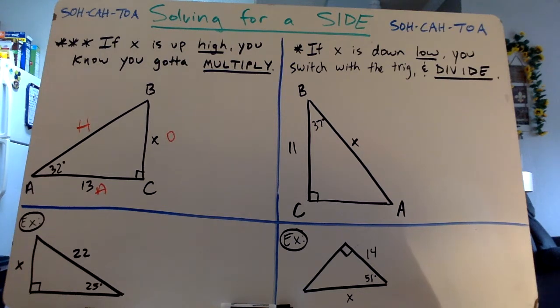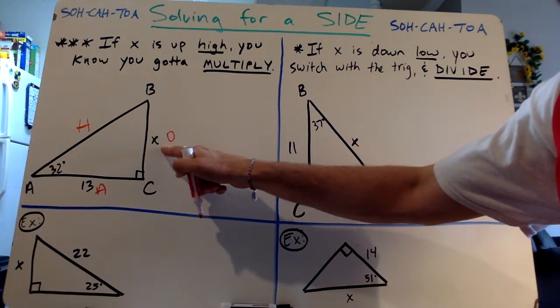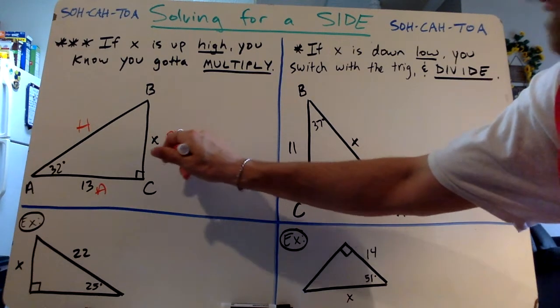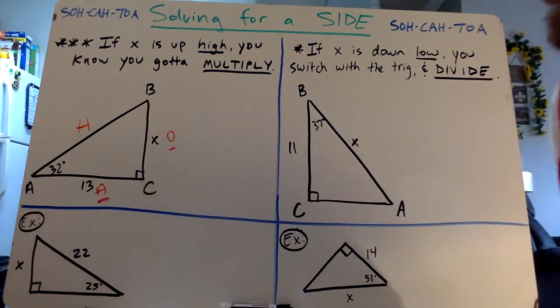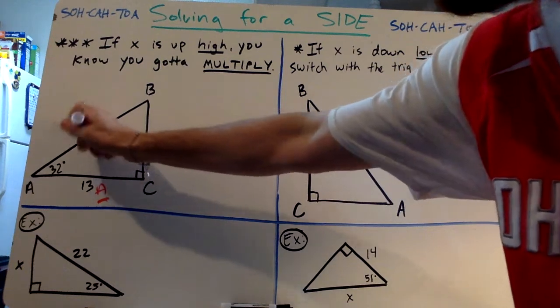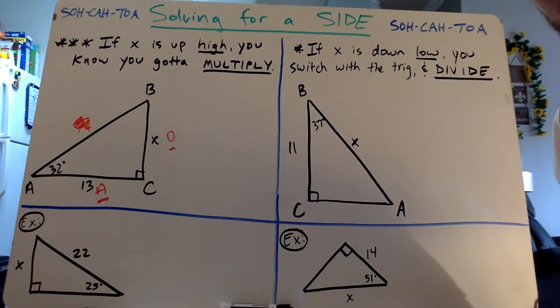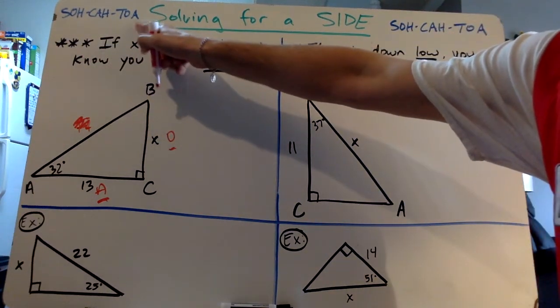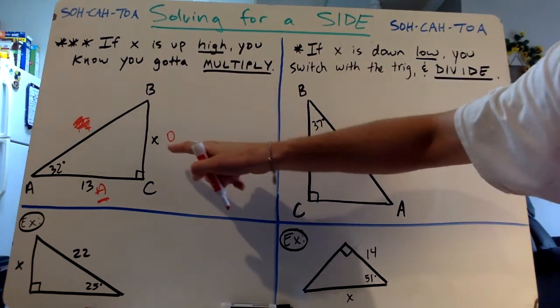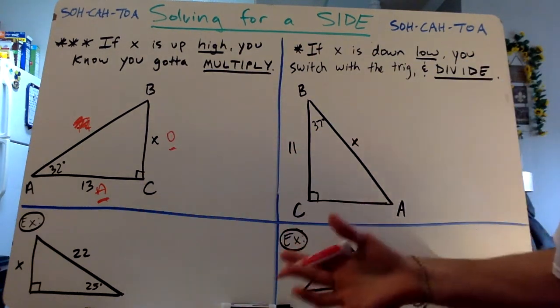Which side is quote unquote useless? That's the question you want to ask yourself. x is what I'm solving, so I have to use opposite. 13 is useful. That's my adjacent side. The H is useless. So I have O and A. That will tell you which one of these I'm using, and it's going to be TOA, because that's the only one that has O and A, for opposite over adjacent.